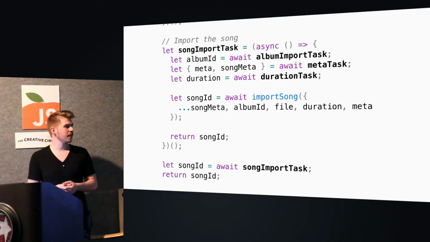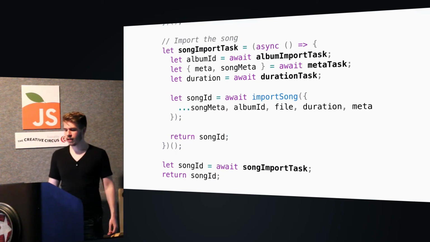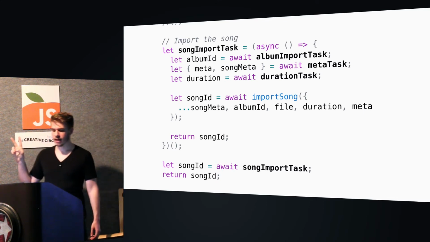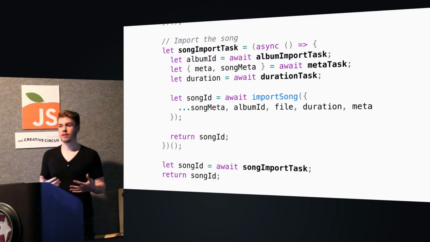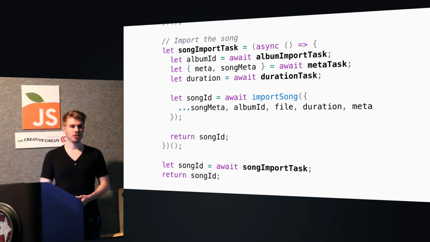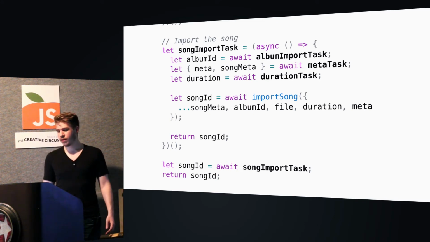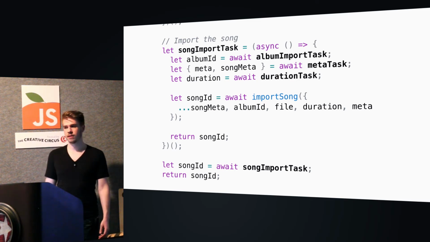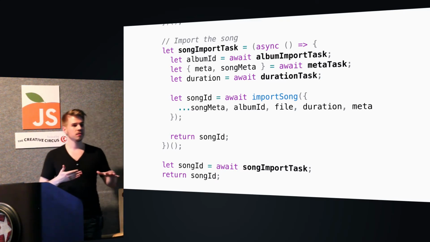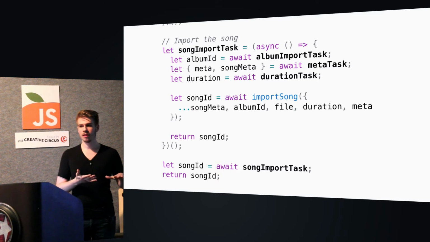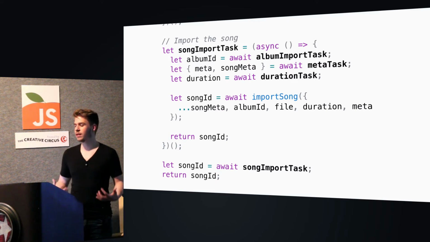But the last step, and this is kind of the step that ties everything together, the song import task, needs to have the album ID, all the metadata, and the song's duration before it can actually create this entry for this particular song in our music library. The end result of that entire async IIFE is just a song ID that we can use later on. And then we have the very second to last line of code here, which kicks off the entire process. Await song import task. If you remember your await and async syntax, song import task is a promise. Awaiting it blocks that particular function until that promise has resolved. Whatever it resolves to gets put in the local variable song ID, and that's what this entire importer code resolves with.